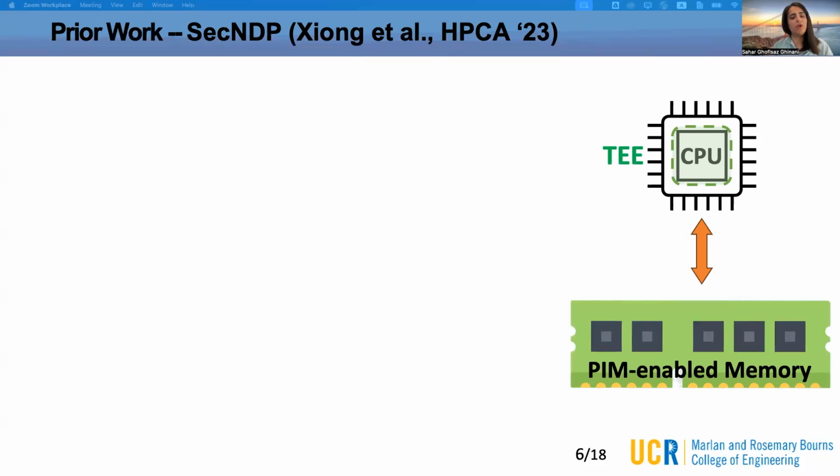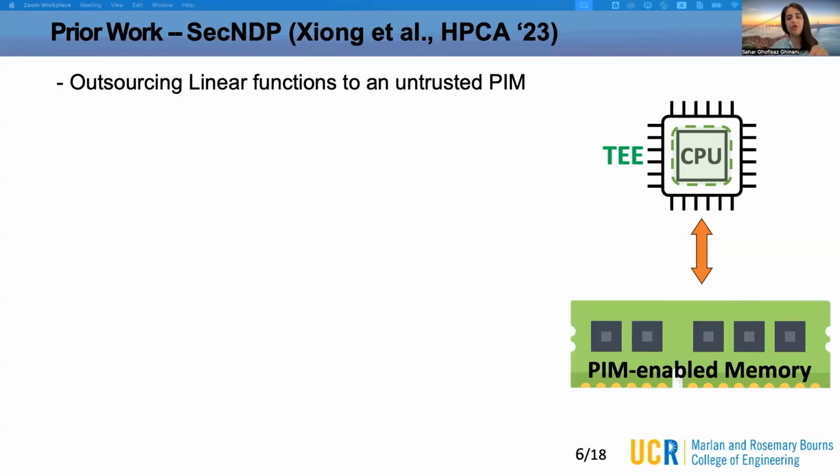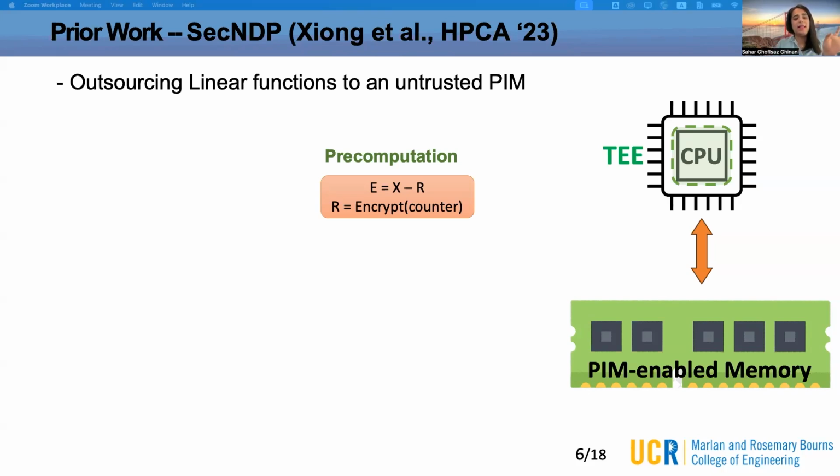Okay, our prior work, SecDP, tried to address this challenge by securely outsourcing the linear computation to the PIM. So they first encrypt the plain text using counter mode encryption, in which they mask the data with one-time pads. Okay, and then this encrypted data is stored in the PIM.